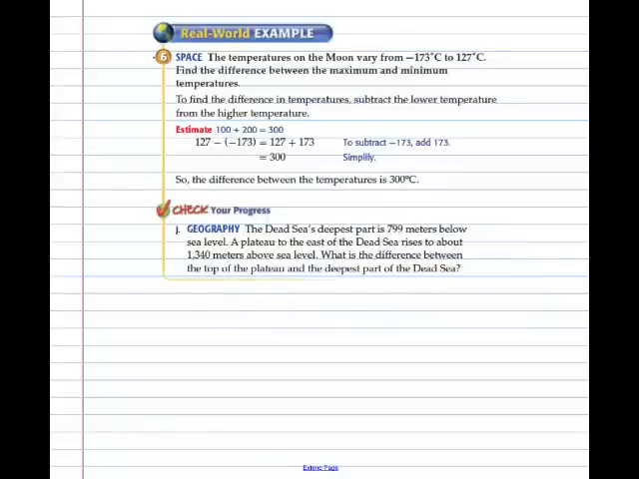The temperature on the moon varies from negative 173 degrees Celsius to 127 degrees Celsius. Find the difference between the maximum and the minimum. In this case, the maximum is 127, the minimum is negative 173. The difference between the two would mean subtraction. We're going to change that to addition of the opposite, giving us the result of 300.